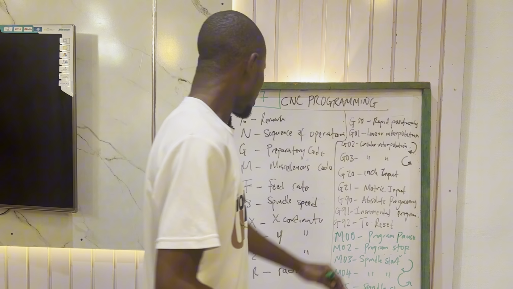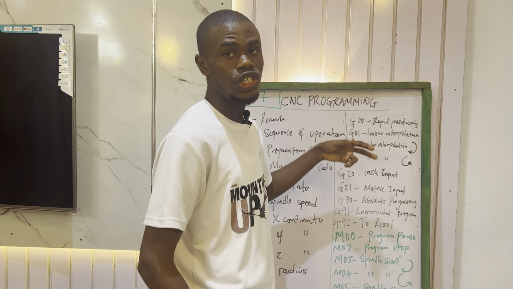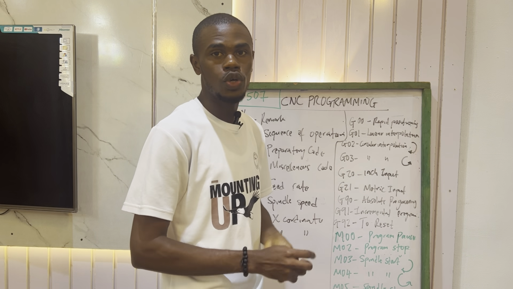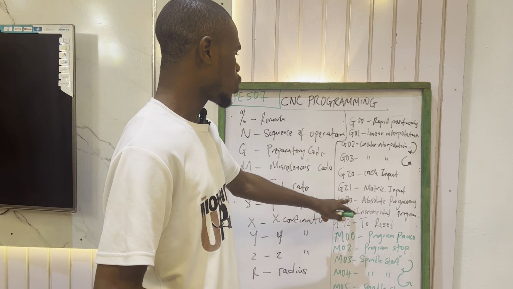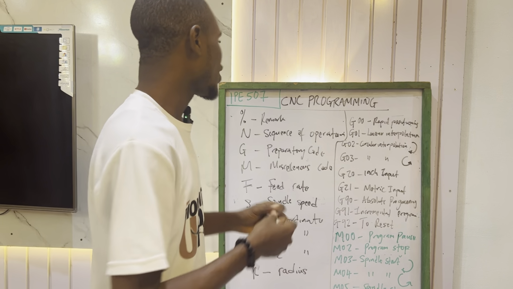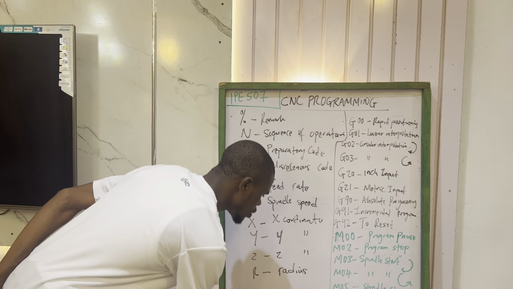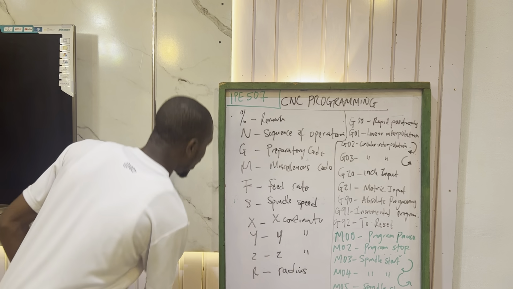So let's now check our G codes and our M codes and what they symbolize. First, we are starting with G00. It stands for rapid positioning. Let me just start in this order. So G00, rapid positioning. Assuming your cutting tool is somewhere here and you want to take a machining operation, I can wipe this side while I continue.